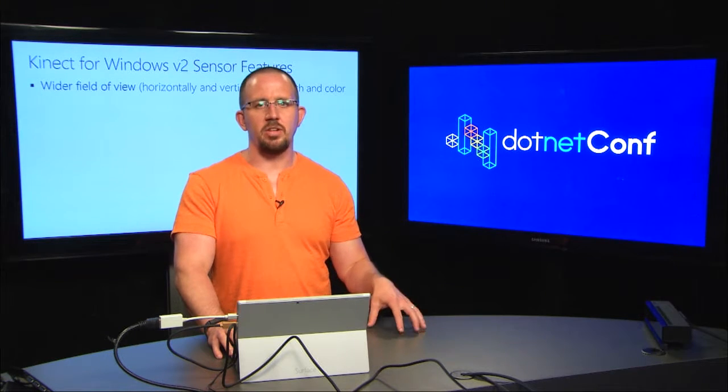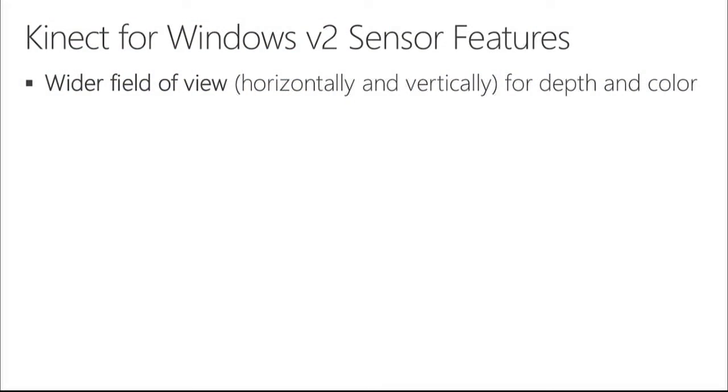So let's talk a little bit about the changes that we've made in the new sensor. The new sensor has a much wider field of view, both vertically and horizontally. The old sensor had a motor at the bottom, and there was an API, and you could actually tilt the camera up and down. That was actually cool to play around with.